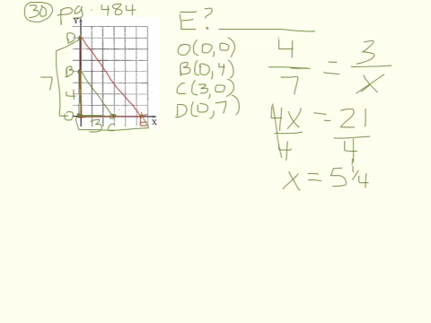So I would know that the distance is 5 1/4. Now since point O started at (0, 0), that means that point E is (5 1/4, 0). If that didn't start at (0, 0), I would have to add 5 1/4 to whatever O started at.